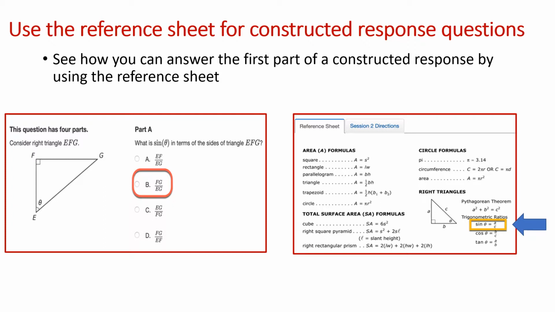Students may be able to answer at least the first part of some constructed response questions by simply inserting a formula from the reference sheet. Even a partial answer gets some points. Don't throw points away by forgetting to use this valuable tool. The question on the screen is from the 10th grade practice test. Just look at the reference sheet and choose the correct formula for trigonometric ratios. You can answer this question by using the calculator and applying the formula.